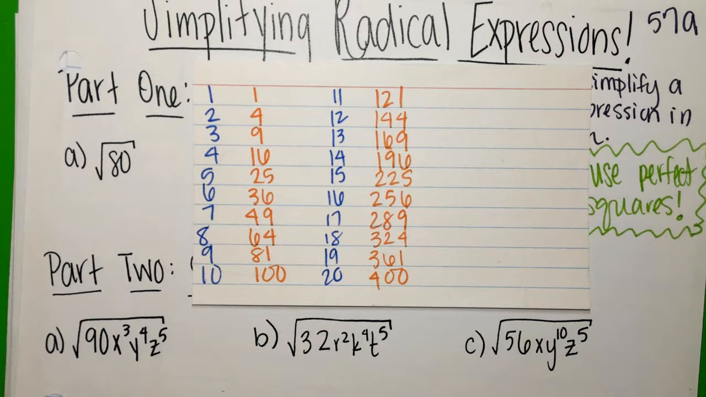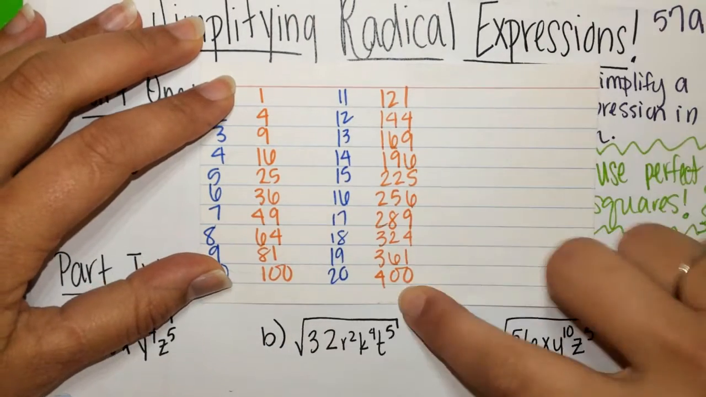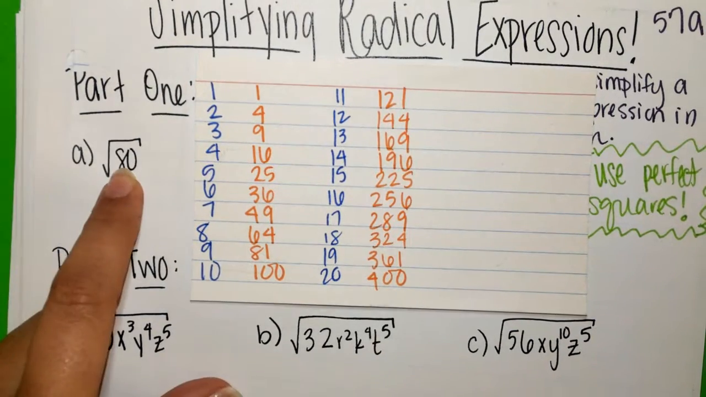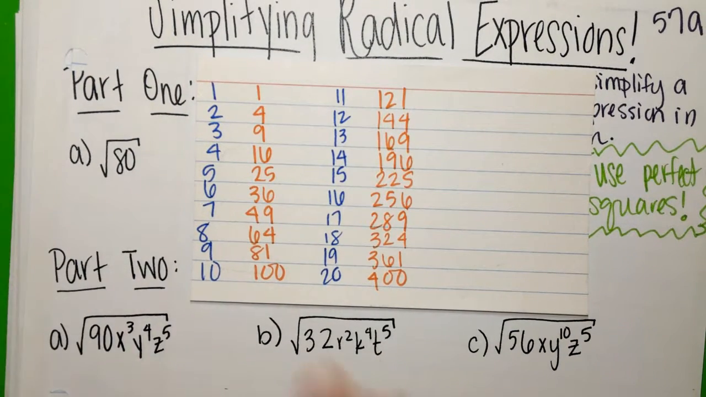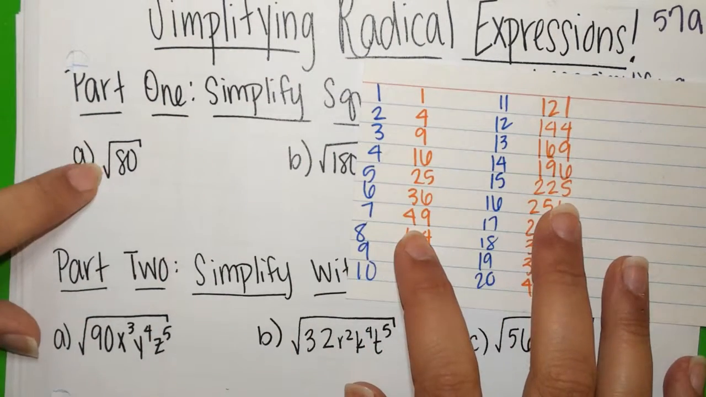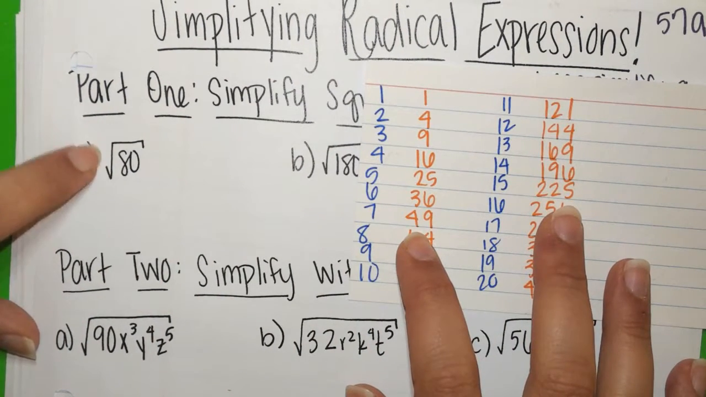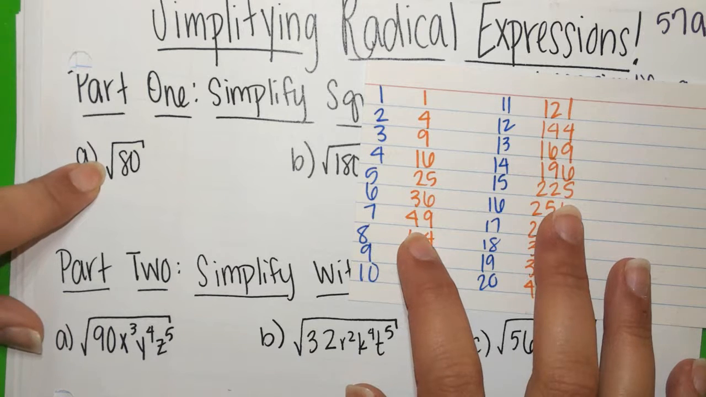All right, so what we're going to be doing is we're going to use our orange columns, our perfect squares. And remember, you find the biggest perfect square that goes into the number and separate it. We have done this before. The reason we use perfect squares is because our index is 2. Remember this number in the mullet? Do you guys remember us doing this?